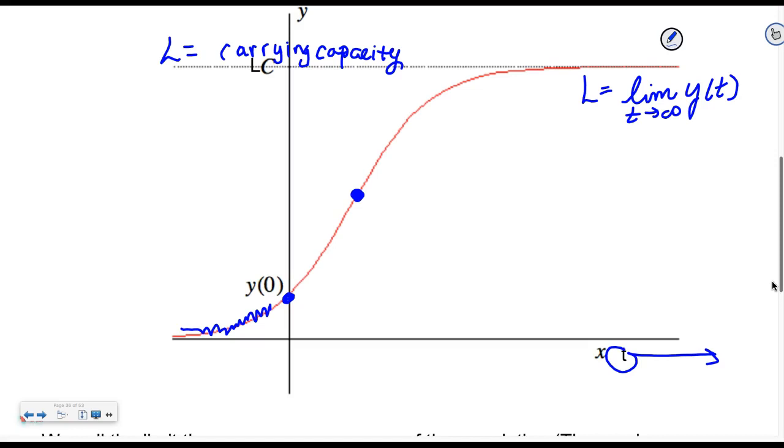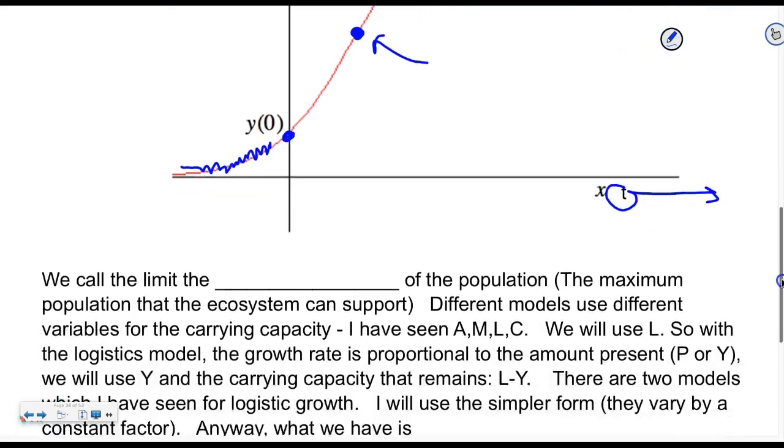When they ask you to find this limit, that's code language, or notational fluency is what they call it, for finding the carrying capacity. How you find it is very easy. You just have to understand what they're asking you for. So when they ask you for that limit, they're saying what's the carrying capacity. This point right here is going to be very important for us as well. We're going to discuss that later.